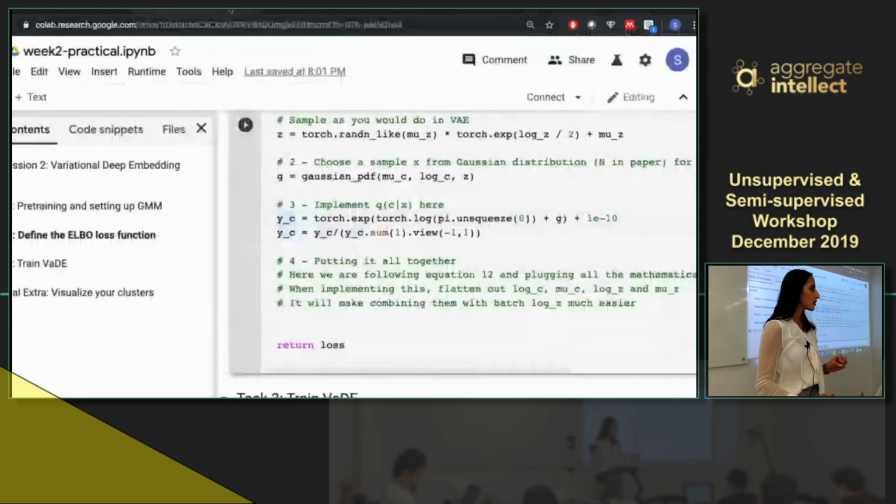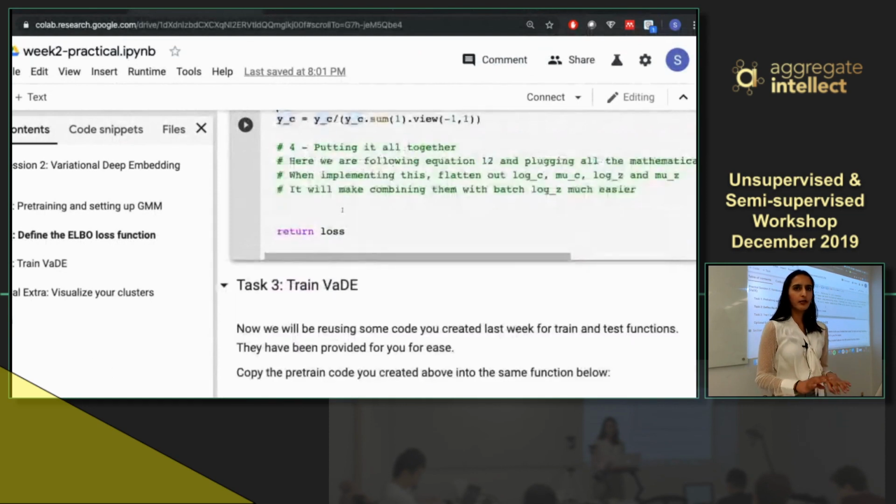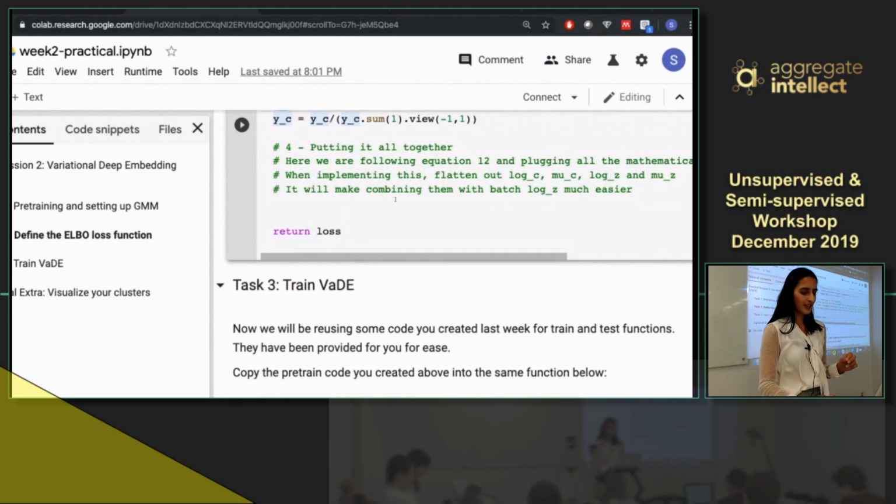If you have questions, your TAs are on hand. But there's just a few lines of code left, about 3 or 4 lines, in order to complete this loss function, and then you should be able to run it. We will upload all of the code by the end of today, so you can actually run it from start to finish.